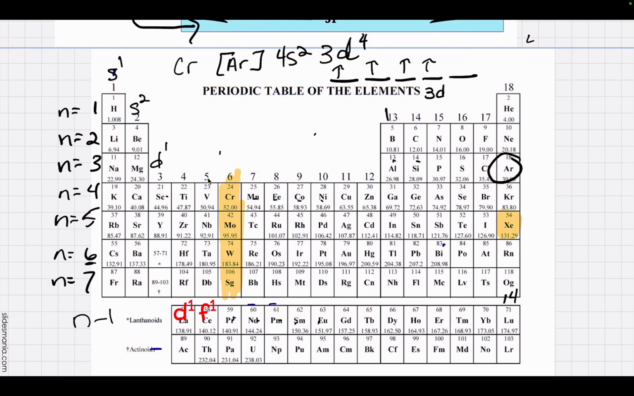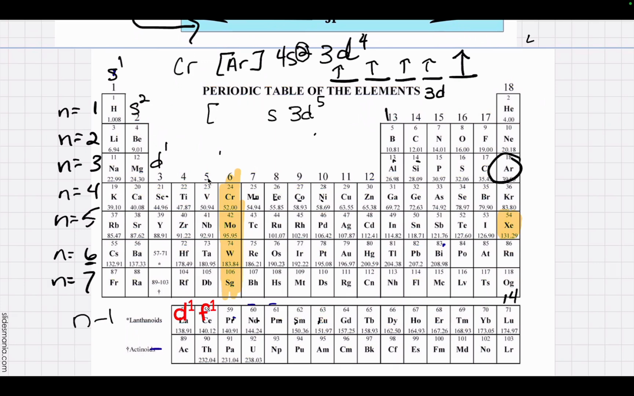And it's particularly stable if it can have a completely half full set of 3 or any d orbital. So what'll happen is one of these s electrons will be promoted into the d. So what does that mean? It means it'll be electron configuration of argon 4s1, because one of them went so that the 3d orbitals could be half full because it's energetically favorable.